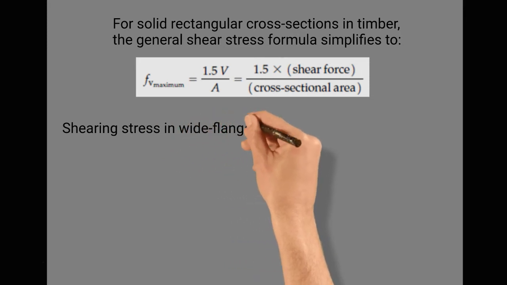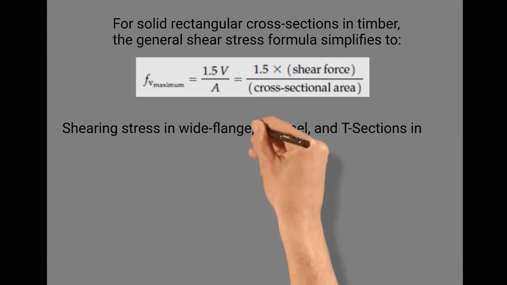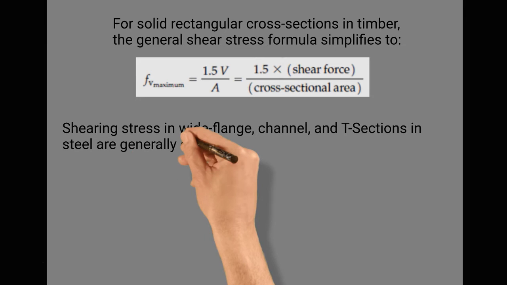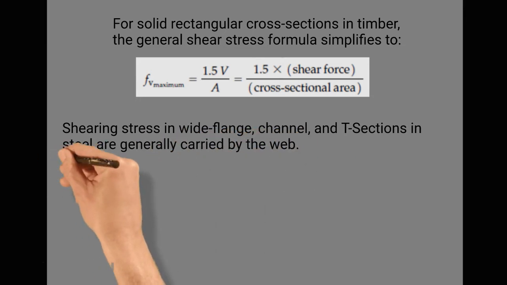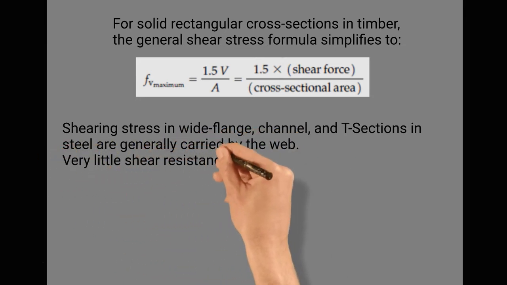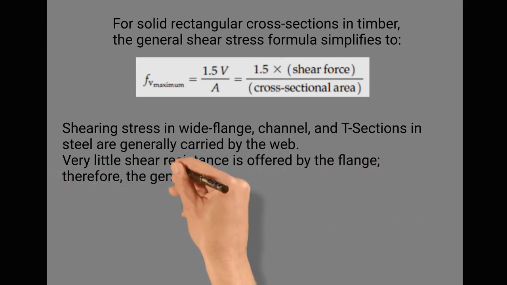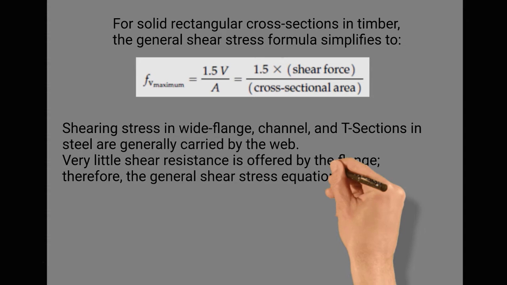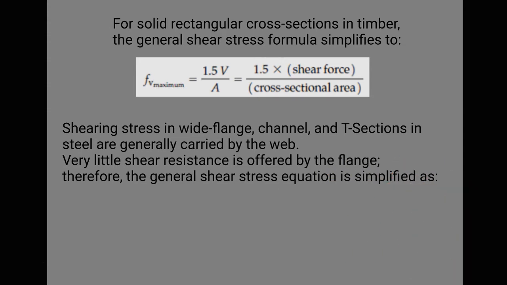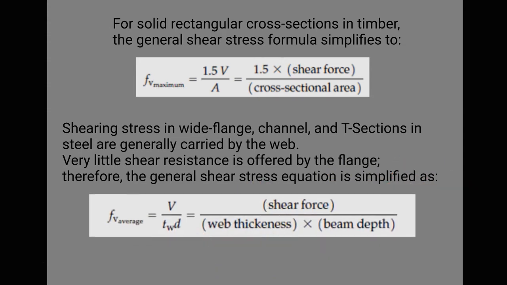Shearing stress in wide flange, channel, and T-sections in steel is generally carried by the web. Very little shear resistance is offered by the flange. Therefore, the general shear stress equation is simplified as Fv average equals V over t_w d, or equal to shear force over web thickness multiplied by beam depth.